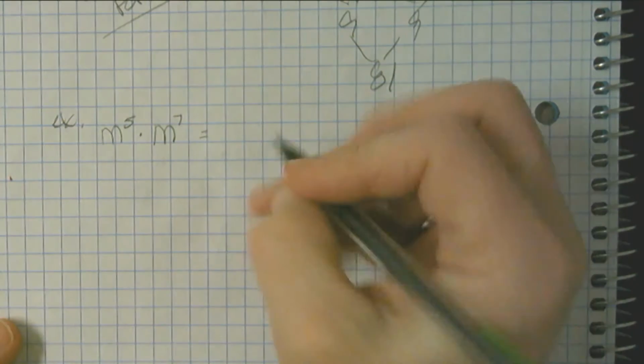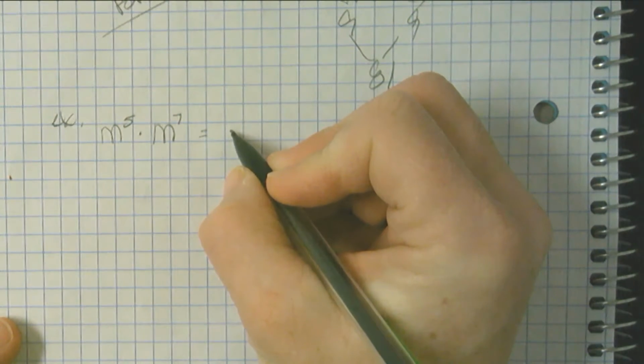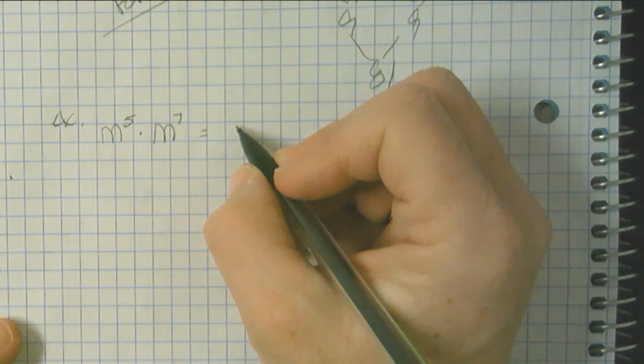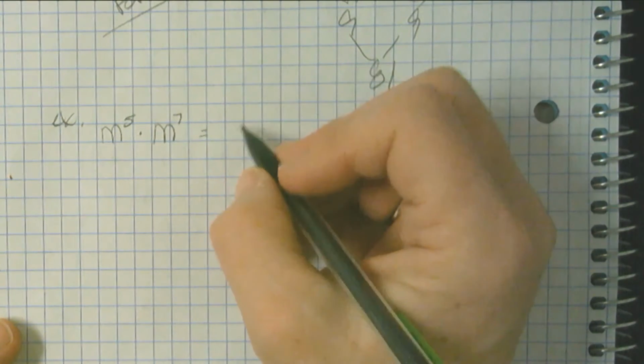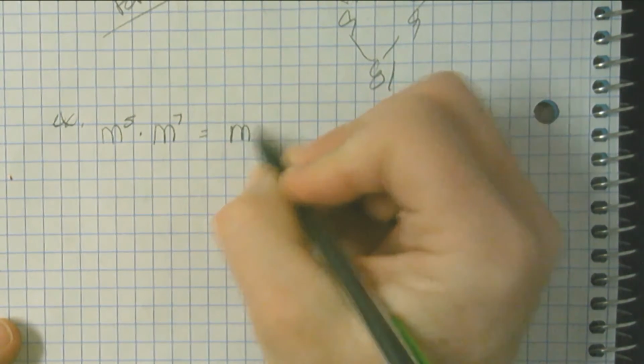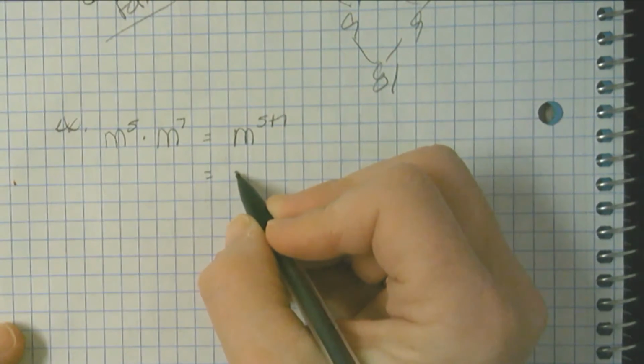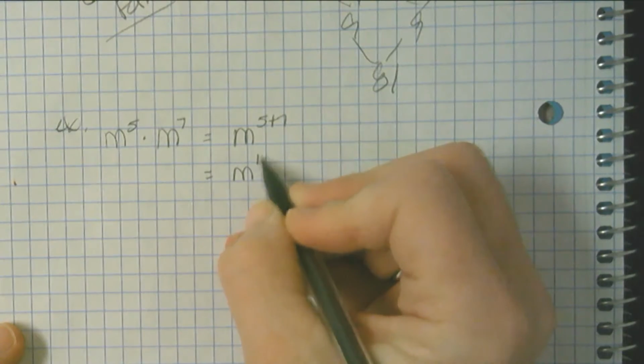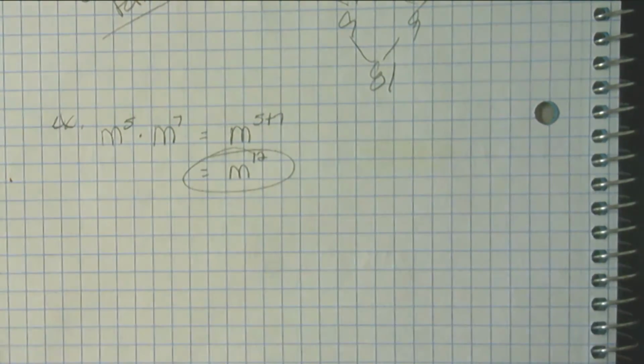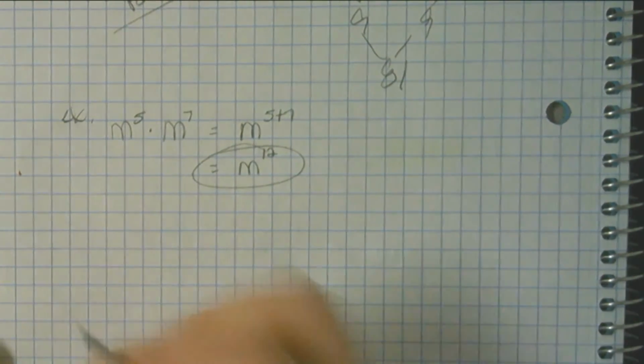Jack? And then what's the final? Excellent. M to the 12th power. How many of you got that? Okay. Let's do another one.